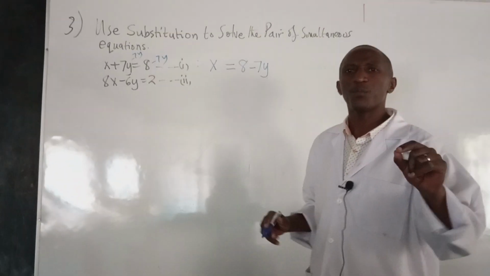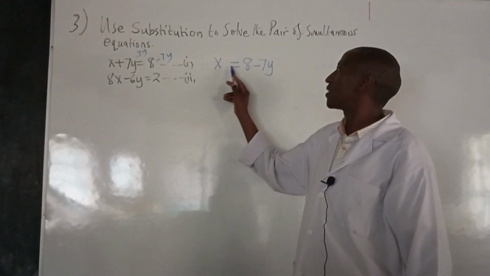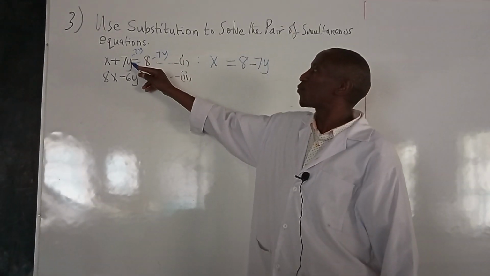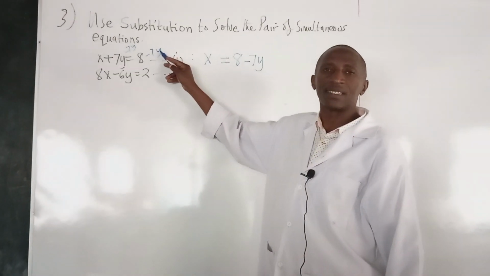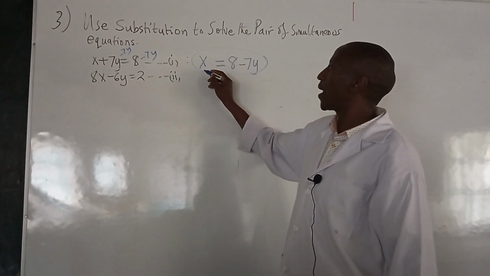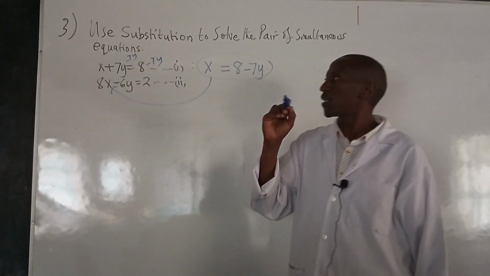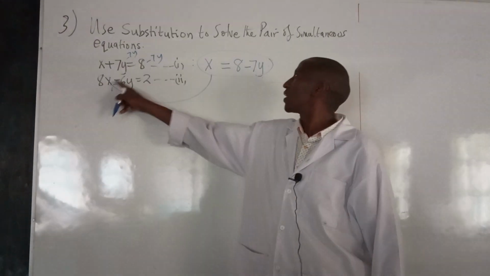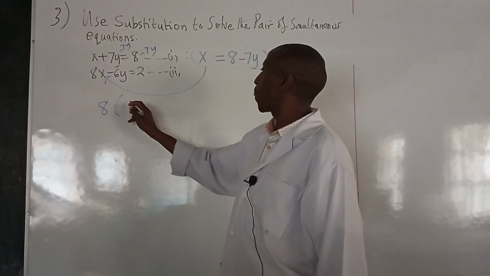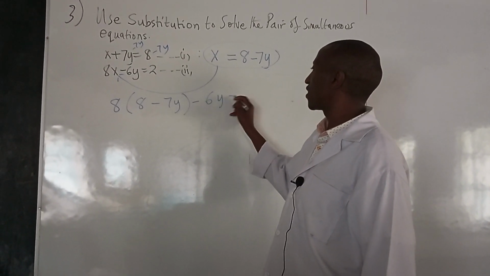Viewers, it is very important that you do not make the mistake of rewriting this as x is equal to 7y minus 8. The 7y is subtracted away from both sides, and so we get that. It is this portion here, part of x, which we shall substitute into equation 2, whereby we have x, now we put this part. And equation 2 becomes 8 into 8 minus 7y minus 6y is equal to 2.